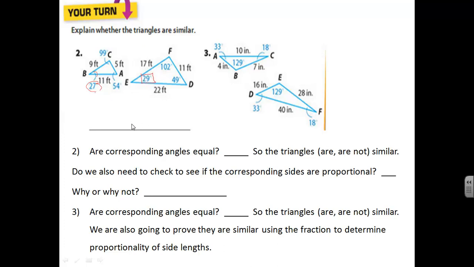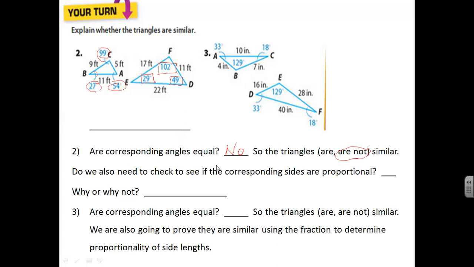Nope. Angle A is 54. Angle D is corresponding. 54 and 49 don't equal each other. Angle C is 99. Angle F is 102. Those don't equal each other. So no, the corresponding angles are not equal. So does that mean the triangles are or are not similar? Which one? They are not similar. If the corresponding angles are not equal, your triangles are not similar. You don't have to go any farther than that.